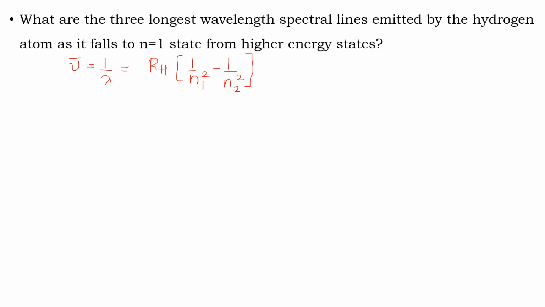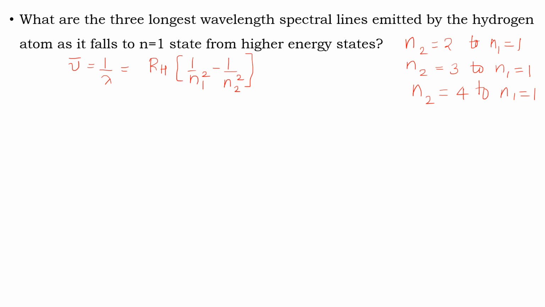Here consider the three longest wavelength spectral lines corresponding to transition to the n is equal to 1 state from higher energy state. That is, for the first case, the transition will be from n2 is equal to 2 to n1 is equal to 1. The second case transition is n2 is equal to 3 to n1 is equal to 1, and for the third transition n2 is equal to 4 to n1 is equal to 1. That is 2 to 1 transition, 3 to 1 transition and 4 to 1 transition.